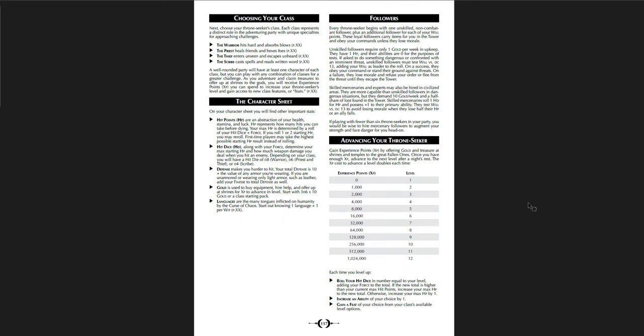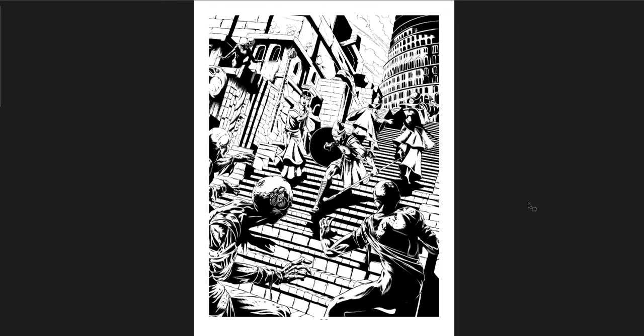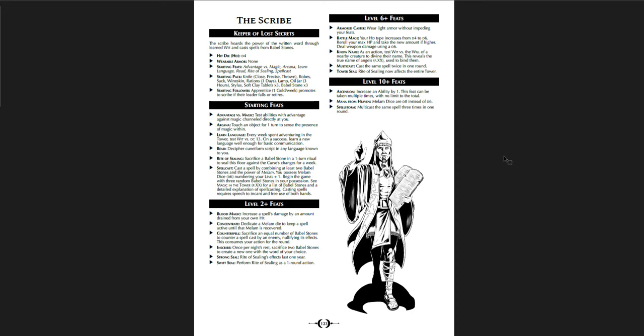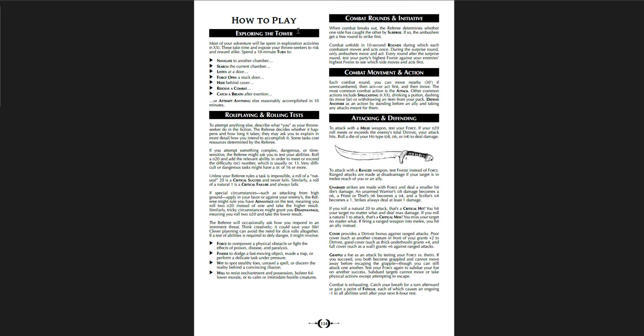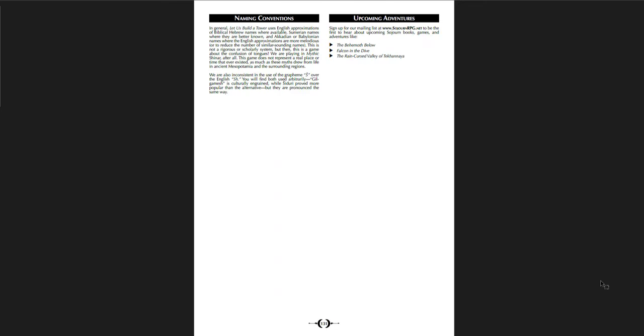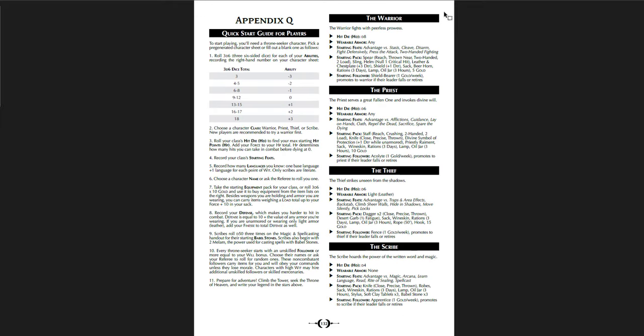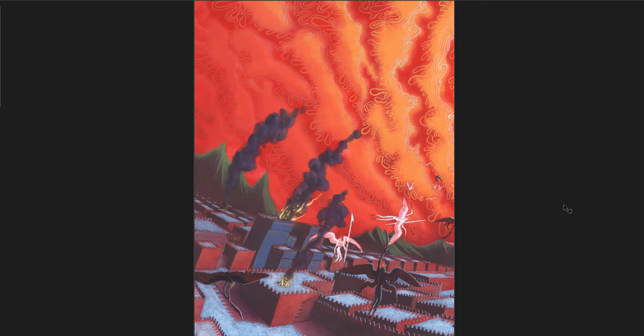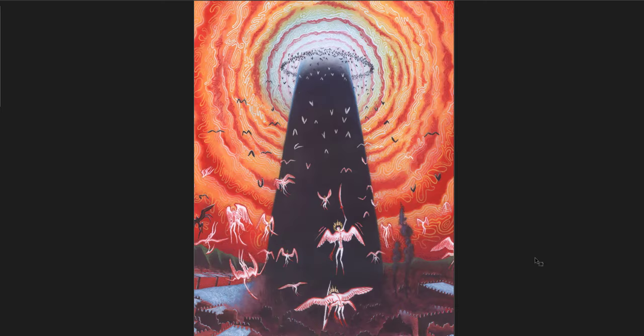And if you see, that's it. Page 116, page 117. And you have character sheets, great piece of art there. And each of the classes, the warrior, the priest, the thief, and the scribe. How to play, basic rules for role-playing, rolling tests, combat rounds. It's very simple, very straightforward. You get it all just in a few pages. Then there's some appendices at the end. Quick start for players with some weapons and gear and a character sheet. Great piece of art here at the end.